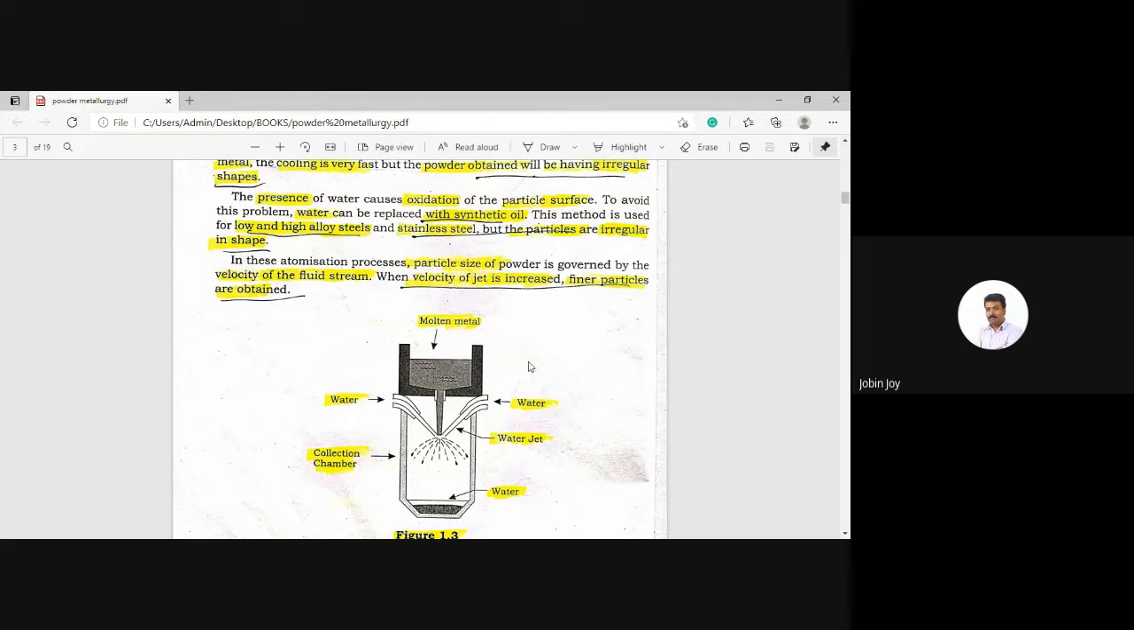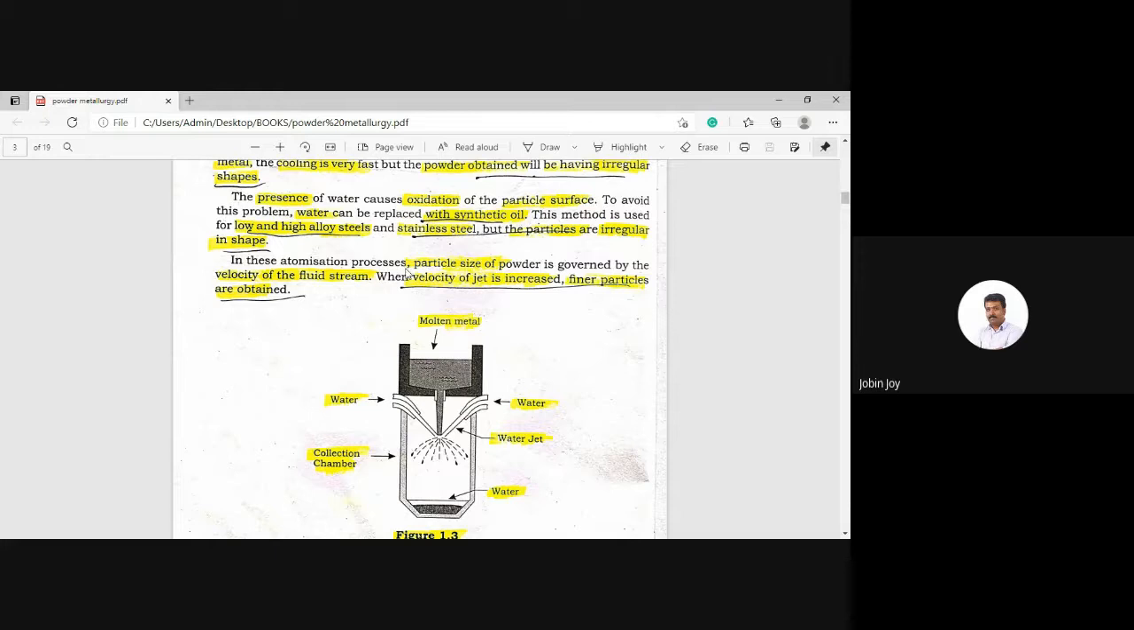And this method is used for low and high alloy steels and stainless steel, but the particles are irregular in shape. This point is very important: the particles are irregular in shape, whereas in gas atomization, the particles are spherical in shape.